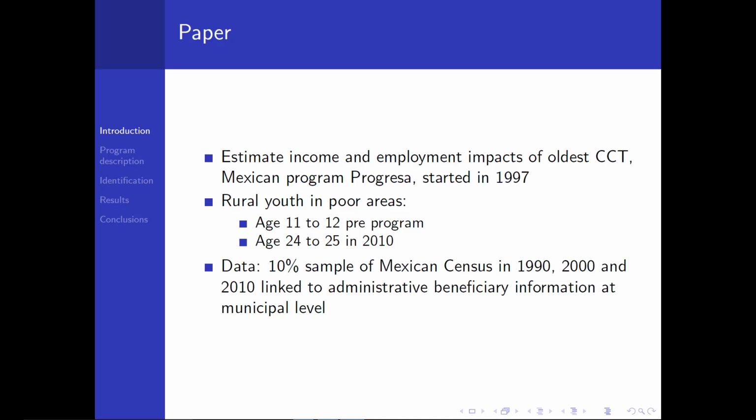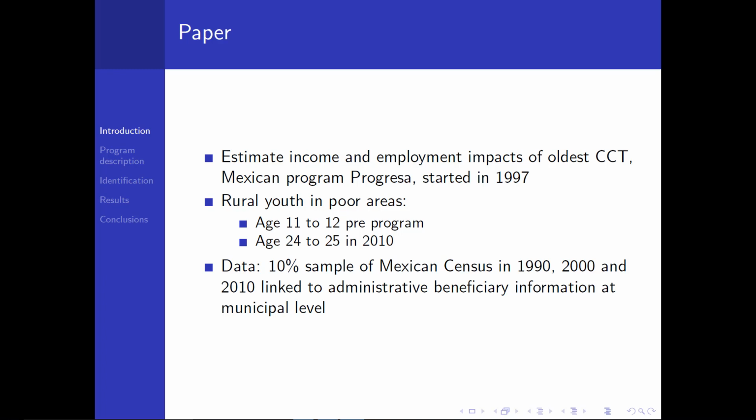The treatment group, the kids I'm really going to focus on, are those who are age 11 to 12 pre-program in 1997. So that'll be my treatment group, so to speak. Why that age group? These youth are, when the program starts, right in the transition between primary and secondary school, and short-term effects have shown that's really where you get a big education effect on those groups of kids.